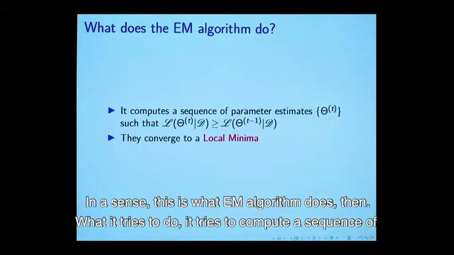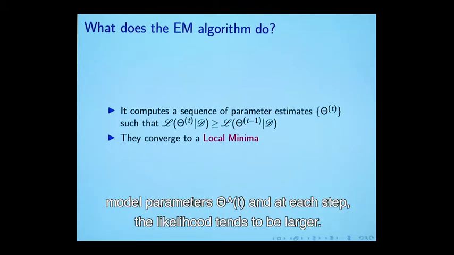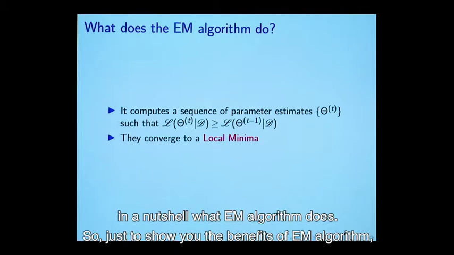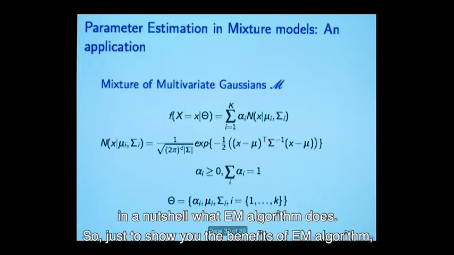In a sense, this is what the EM algorithm does, right. It tries to compute a sequence of model parameters theta t, and at each step the likelihood tends to be larger. Now, one can show under very general conditions that this converges to a local minimum, all right. So, this is in a nutshell what the EM algorithm does.